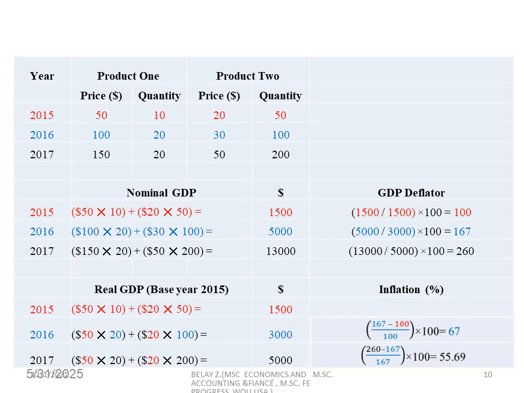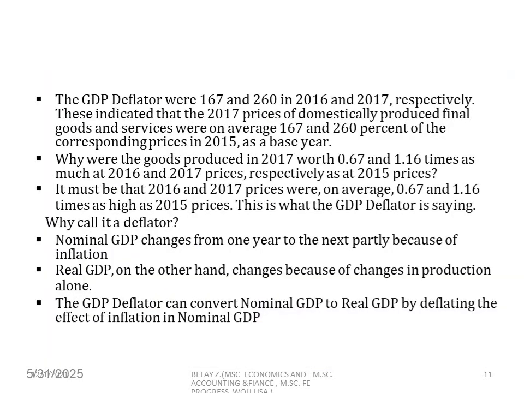For 2070 again, the GDP deflator of 2070 minus the GDP deflator of 167, over 167, times 100, that is 55.69. This is the inflation. This is the price change, or growth rate of the price, as we said, that is used for measuring the rate of inflation. What is next? Let us see.